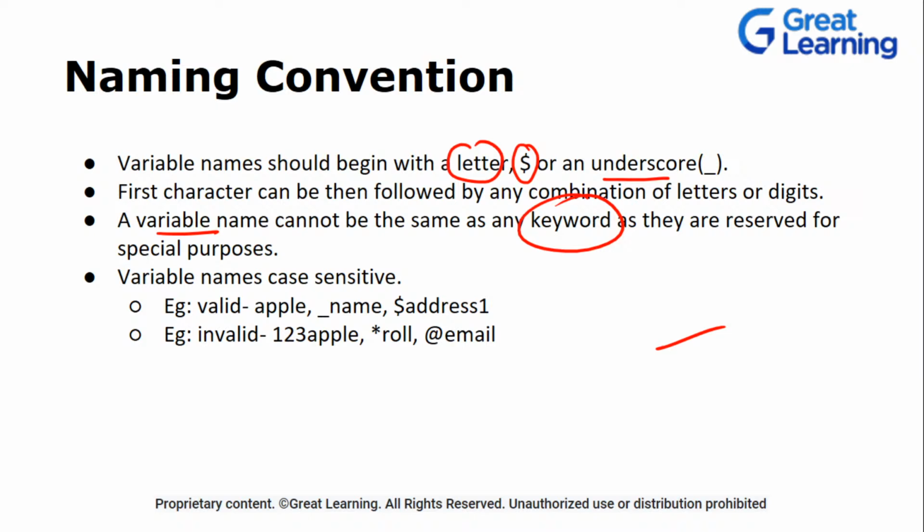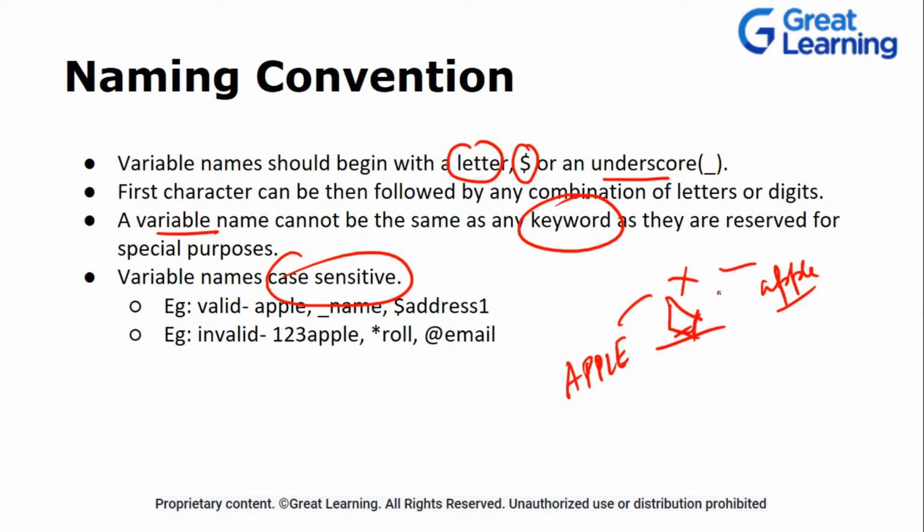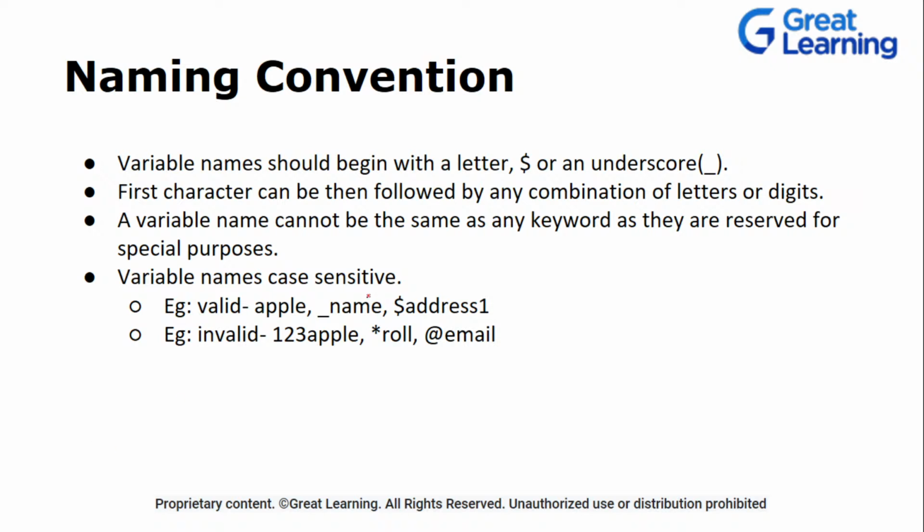They have a special purpose, and you should not use those as your variable names. One more thing, these variable names are case sensitive. Let's suppose Satyam has defined a variable like this, apple, and now he's accessing this in the code like this. Will this work? No, it will not work, because these are two different variables. So naming convention is important and you should follow it religiously.